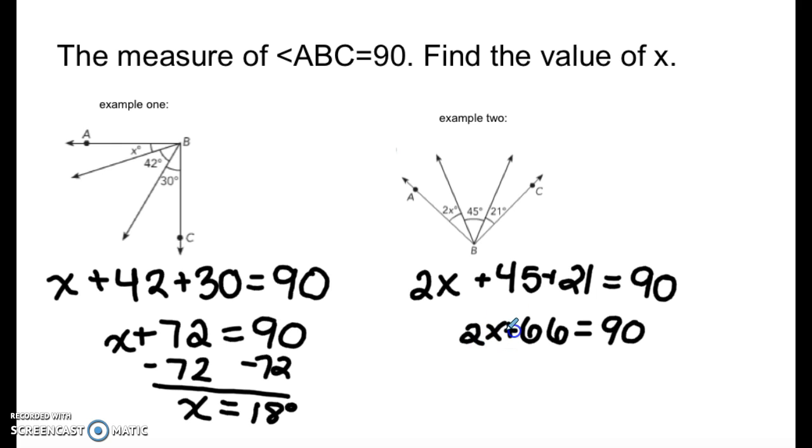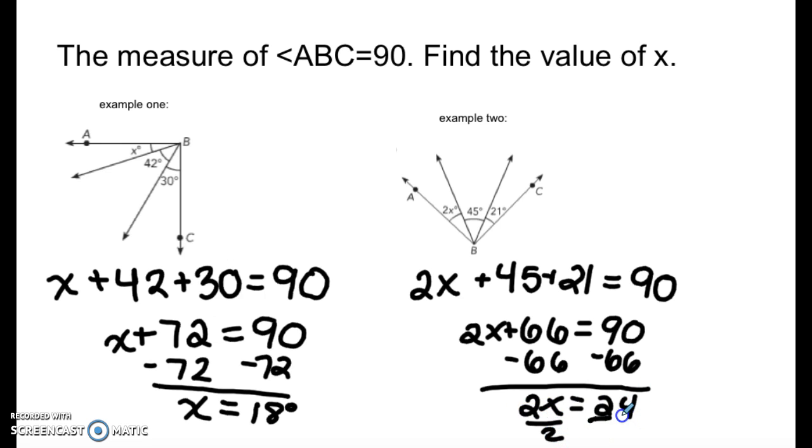Then I'm going to isolate, so I could subtract 66 on both sides. 90 minus 66 is 24. Then I'm going to divide by 2 on both sides, and I get x equals 12. So in this example, x equals 12, which means this measure here would be 24 degrees, because 2 times 12 is 24.